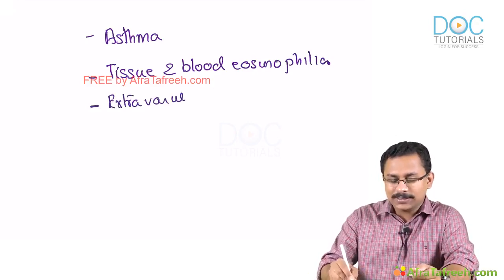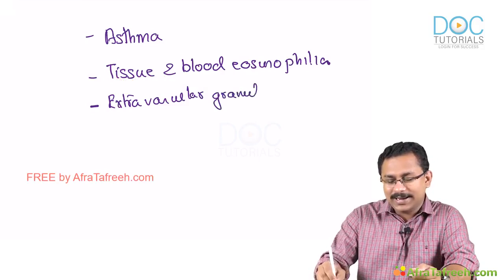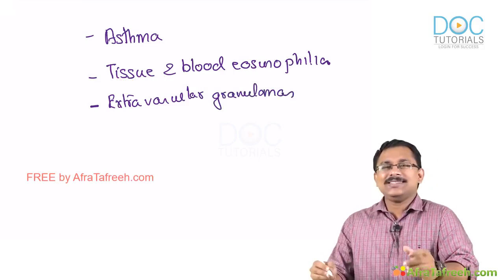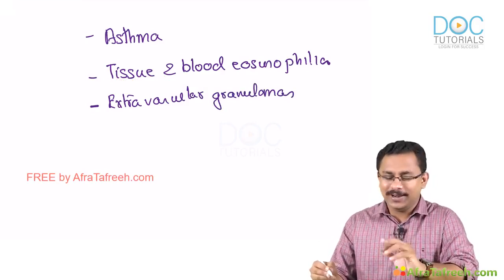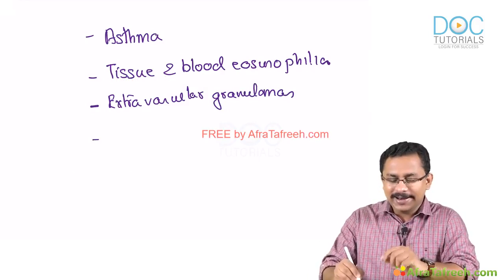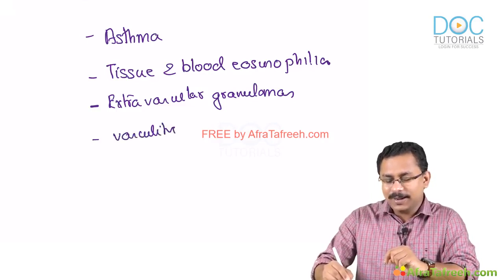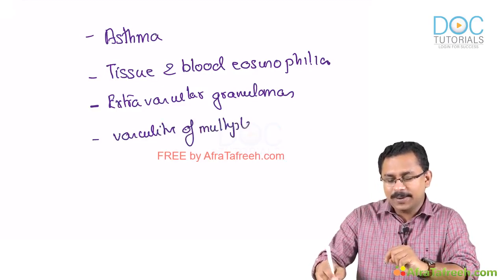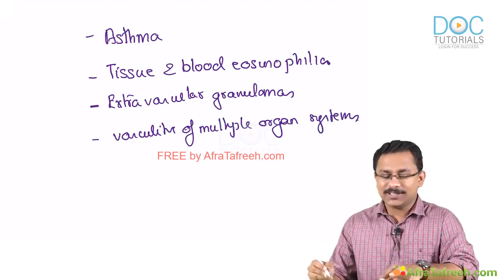Extravascular granulomas. In Wegener's you have both intravascular and extravascular granulomas. Churg-Strauss has extravascular granulomas. Microscopic PAN, no granuloma. And along with these you will have vasculitis affecting multiple organ systems. So this is what your Churg-Strauss vasculitis is.